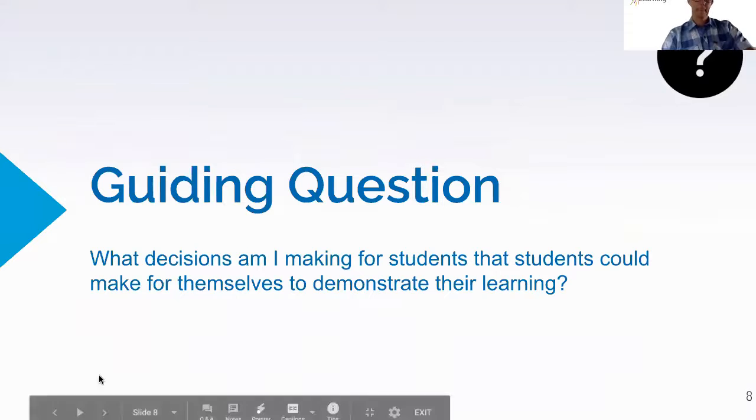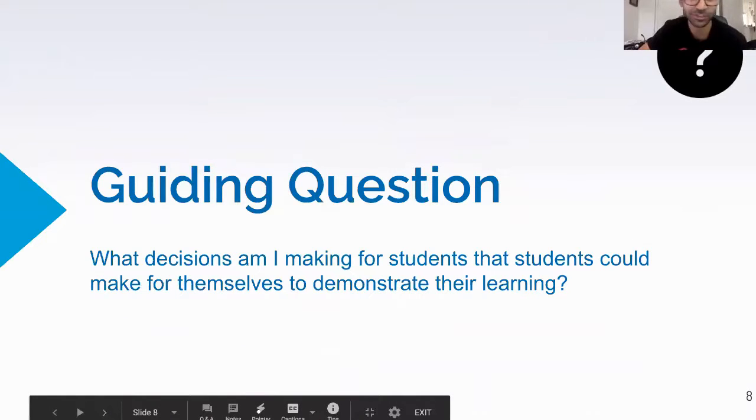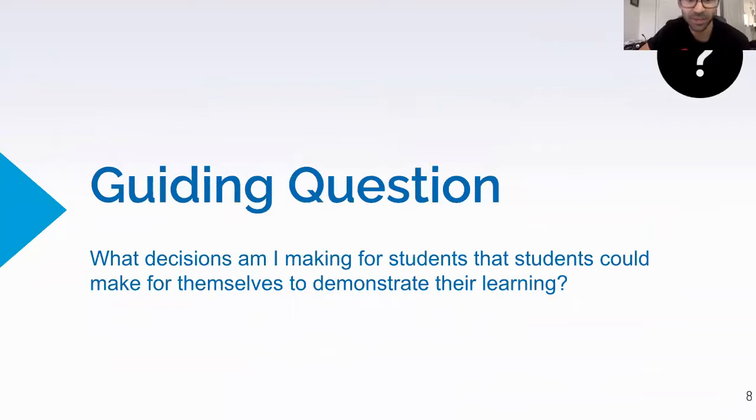So the guiding question we're going to be returning to throughout the session is, what decisions am I making for students now that students could be making for themselves to demonstrate their learning? So we're making that reflective process, thinking about the things we already do to assess our students, and thinking about places where we can start empowering them to make those decisions for themselves.